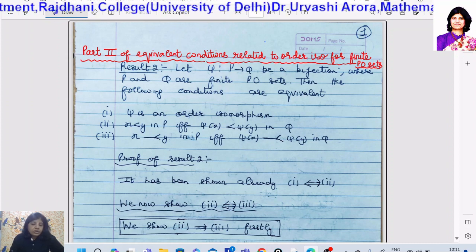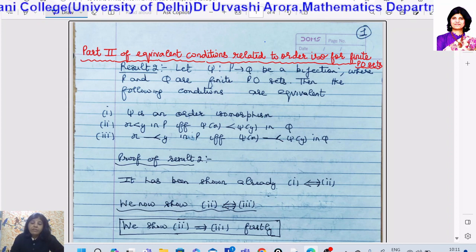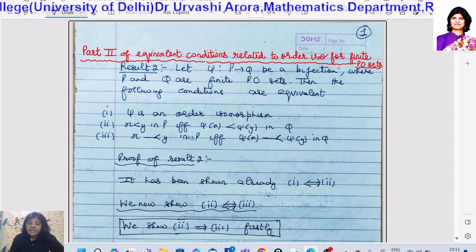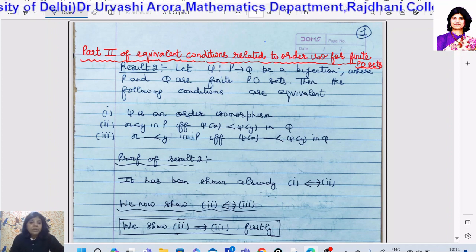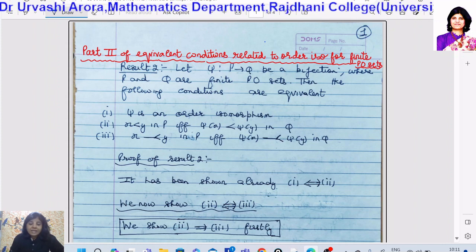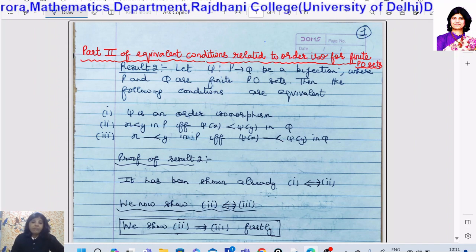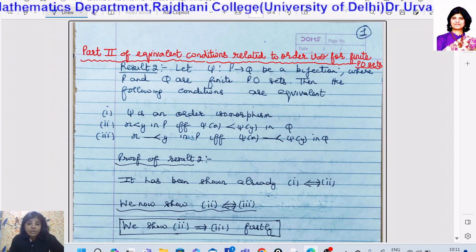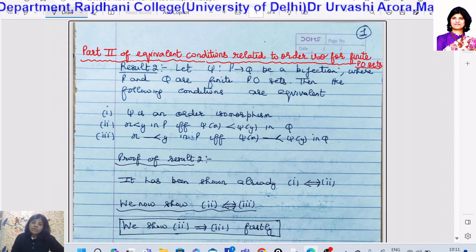Number 2, the condition 2 is that X is strictly related to Y in P if and only if their images psi X and psi Y are related in this way, that is psi X is strictly related to psi Y in Q. And the third condition, X is covered by Y in P if and only if psi X, which is the image of X, is covered by psi Y, which is the image of Y in Q. So this is the statement of the result.